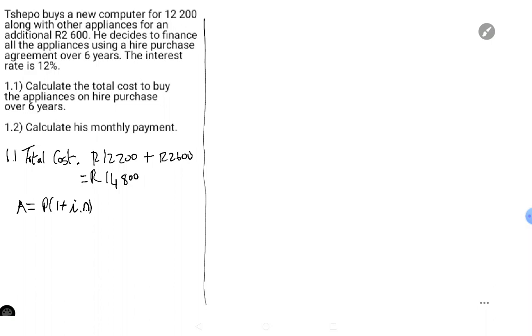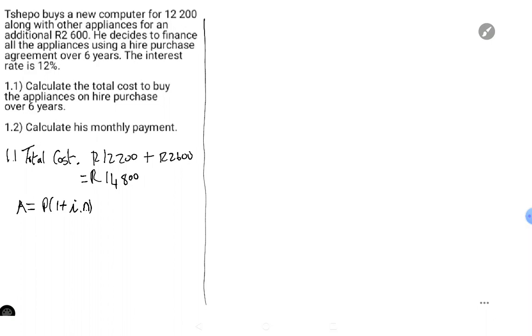So now, what is the difference here? The difference is we had to calculate the total cost. Remember, this person walks into a store and buys a computer, and they don't just buy a computer, they're buying other stuff, and the other stuff is the appliances. So we need to add the appliances on there. That's what makes up our principal amount, not just the 12,200, right?